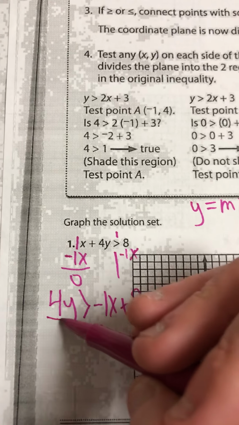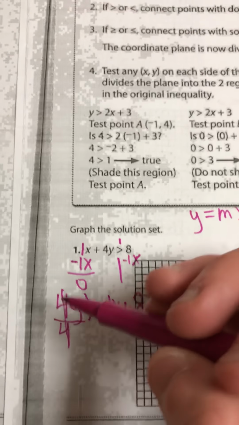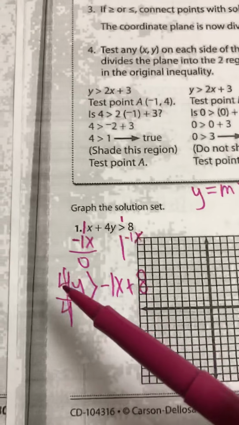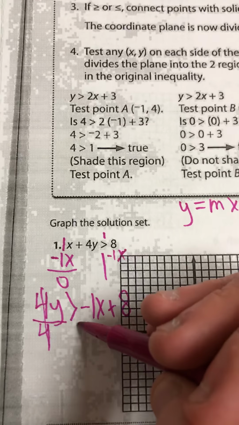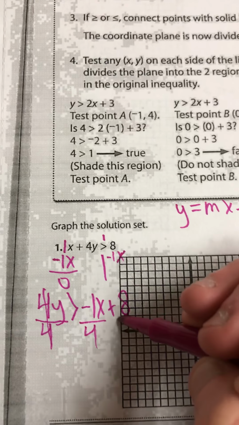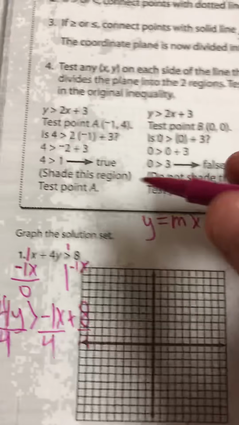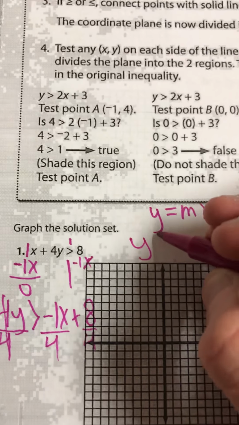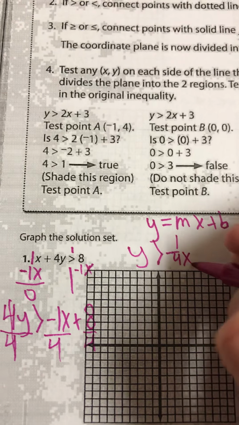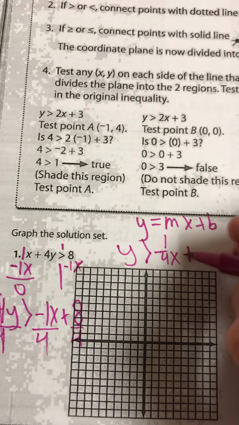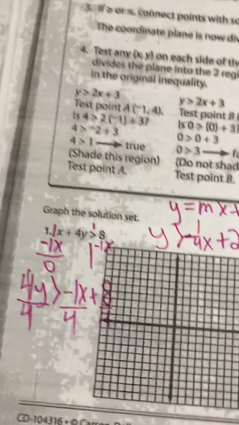And now we can divide. Again, this is a multiplication operation, so in order to get 4 away from y, use the inverse, which is division. We divide each of these terms by 4. So our final answer should be y is greater than negative 1 over 4x plus 2. Remember, this is a negative sign right there.